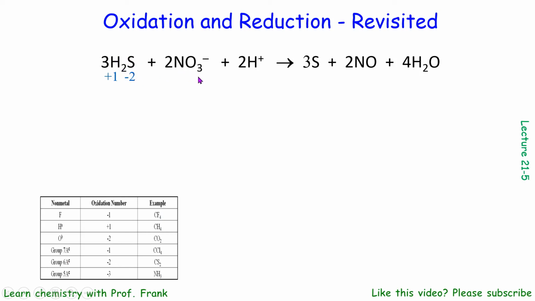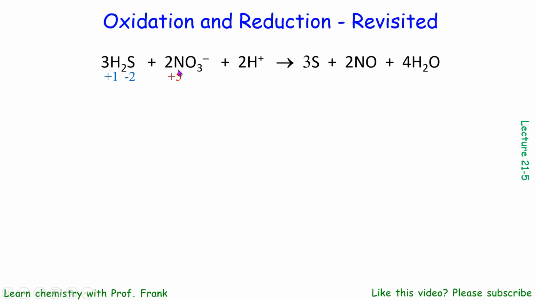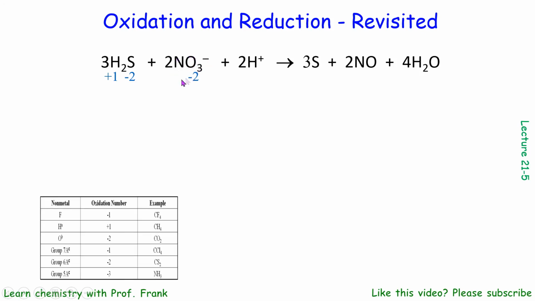In nitrate, oxide is negative 2. There are 3 oxides that give us negative 6. Then what is the oxidation number for nitrogen? The overall is negative 1, obviously. Negative 6 plus 5 gives negative 1.